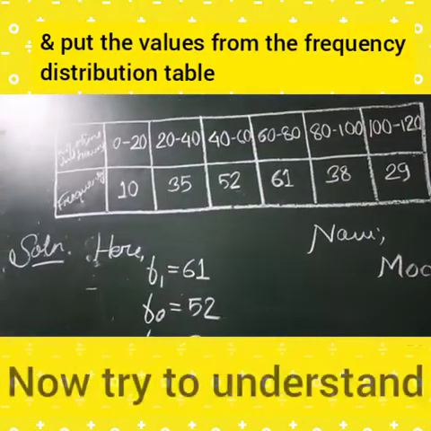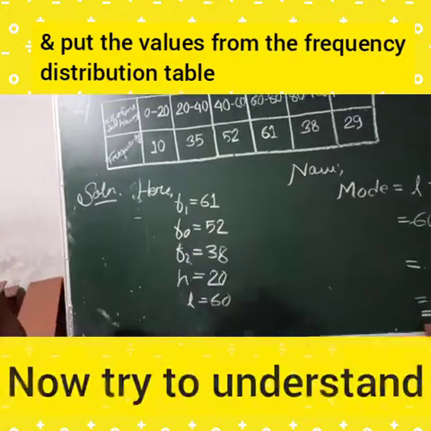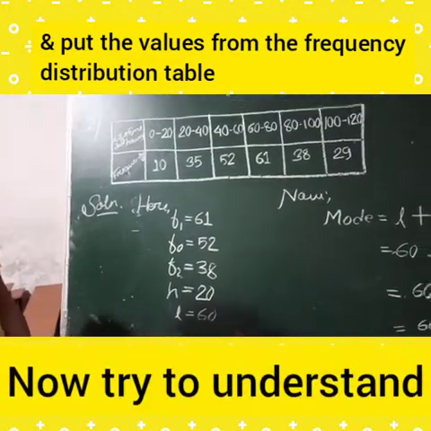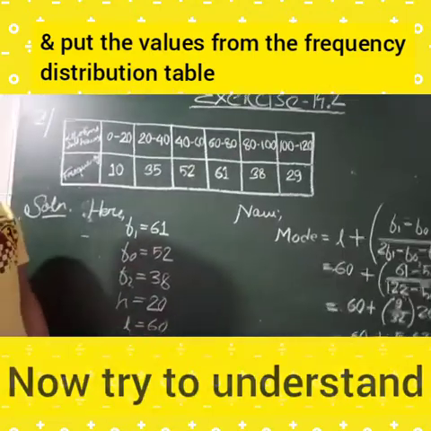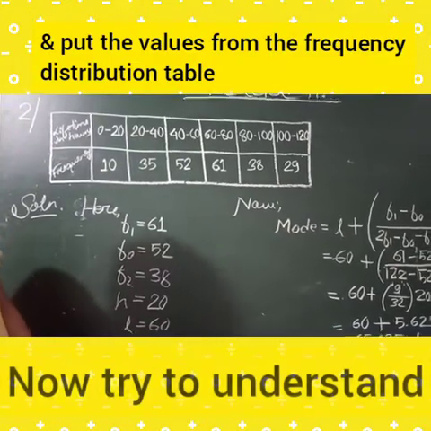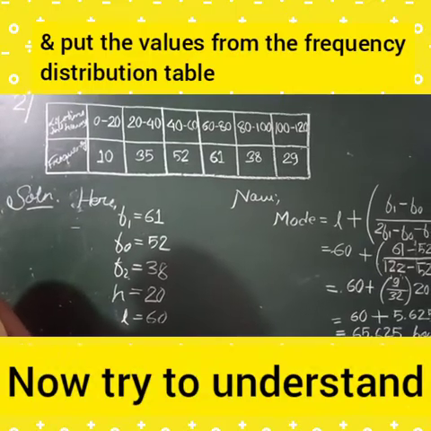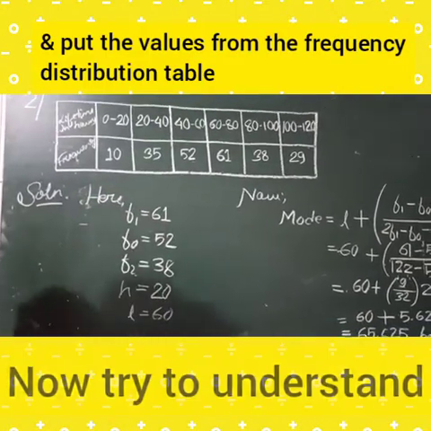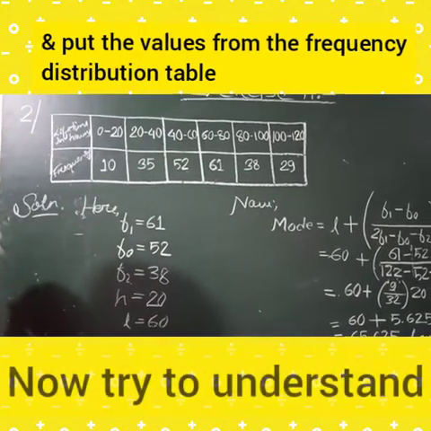Okay, so let me explain about this one: F1, F0, F2, H and L. How do you get these, and for what reason are you writing F1, F0, F2, H and L? Please explain. F1 is the highest frequency of this frequency distribution table, that is 61. This class is between 60 to 80, which means up to 79.